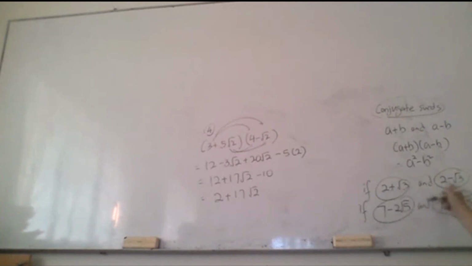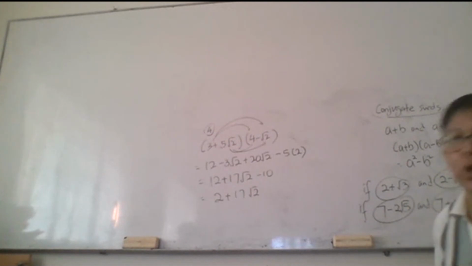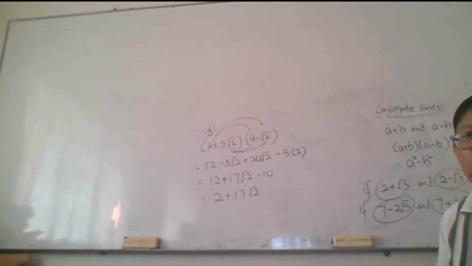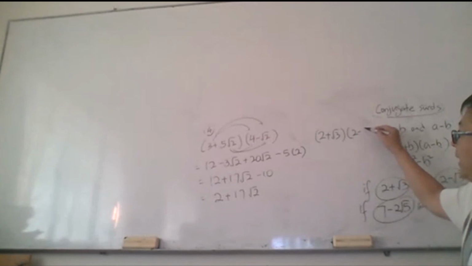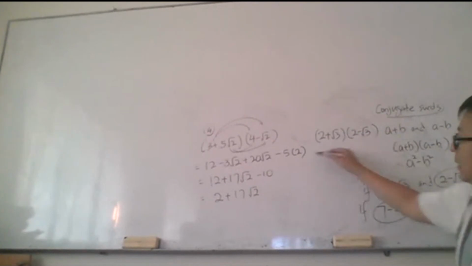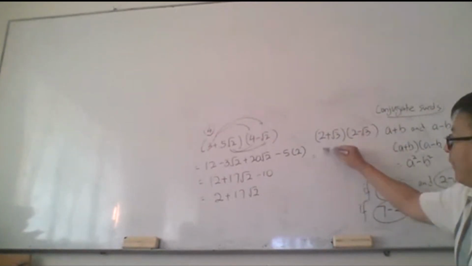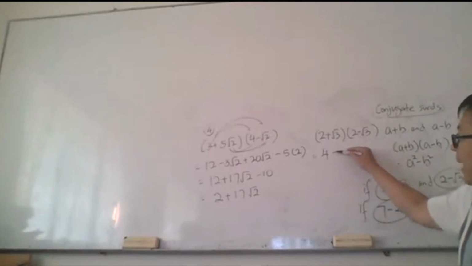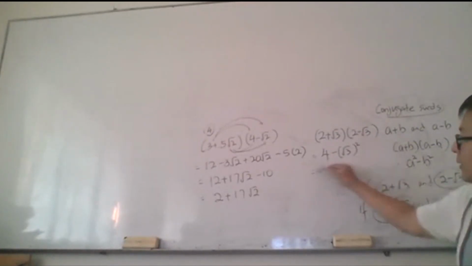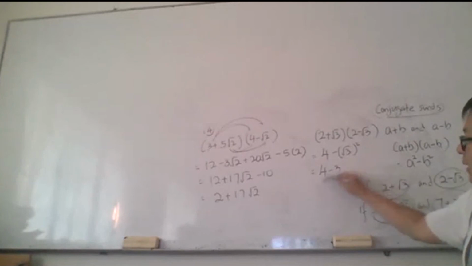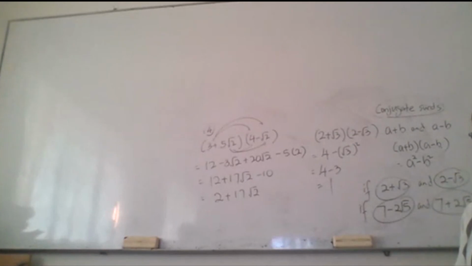And when we multiply these two conjugate surds, they will give you a number. Like 2 plus square root 3 multiplied by 2 minus square root 3. Then 2 times 2 will be 4. Plus and minus will give minus square root, so it becomes squared. It's 4 minus 3. Eventually, you get 1.